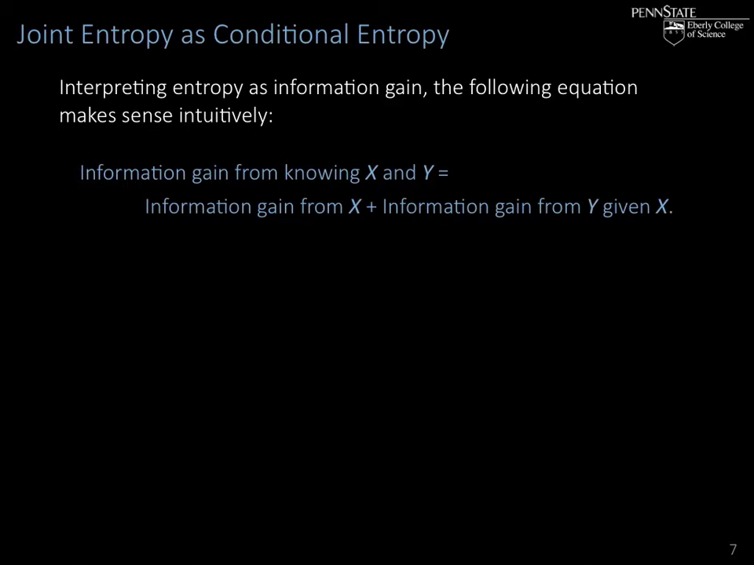There's a very nice connection between joint entropy and conditional entropy. Namely, if we interpret entropy as information gain, then the following equation makes sense intuitively. The information gain from knowing x and y, so the outcomes for both of them, should be the same as the information gain from knowing x plus the information gain from knowing y given x. Right?